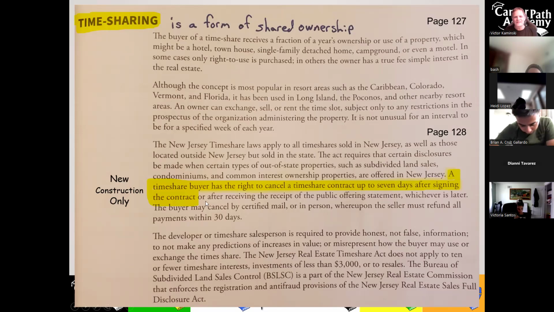So, a timeshare buyer has the right to cancel a timeshare contract up to 7 days after signing the contract, but that's only for the new construction timeshares, the brand new ones.